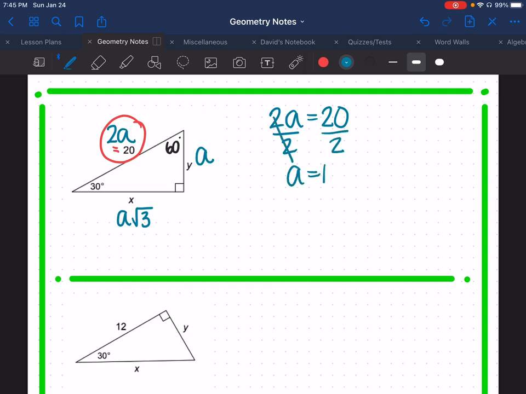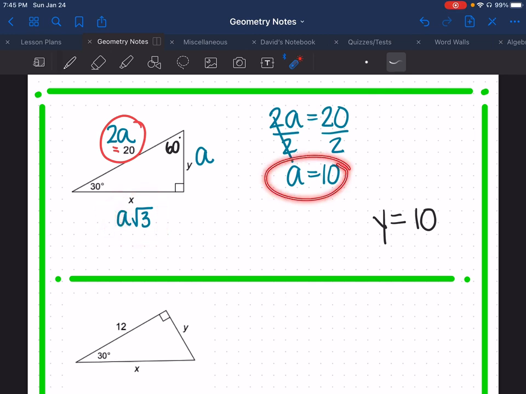A equals 10. Now I can go back and substitute this in. I'm going to do Y first because it's a lot easier. Y is simply 10 because Y is labeled as A. But X isn't hard either. All I'm going to do is take that A value and replace it with the number 10.